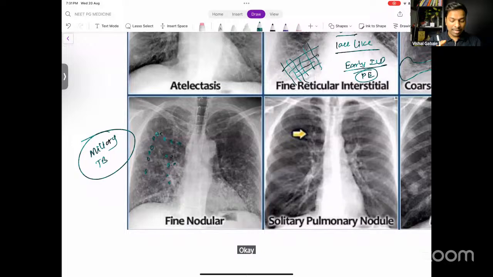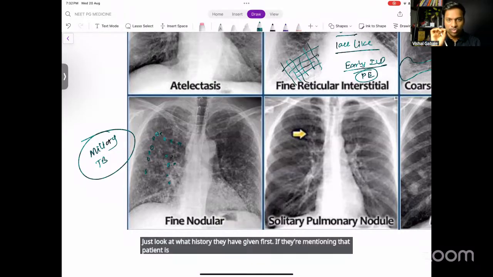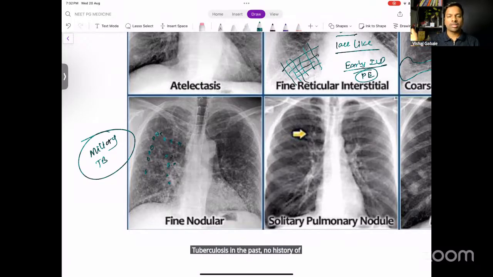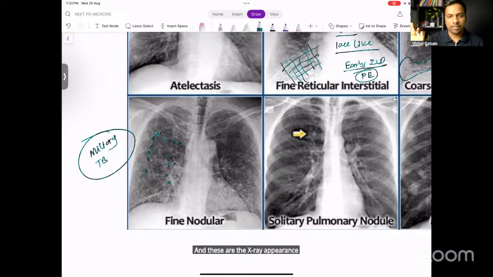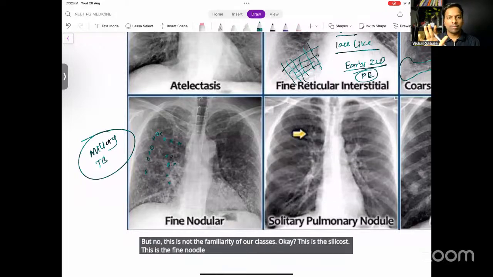Okay, so in exams also, if you get this type of X-ray, just look at what history they have given first. If they are mentioning that the patient has no history of tuberculosis in the past, no history of TB in the family, he's been working in the cement factory for the last 10, 20 years, and this is the X-ray appearance, what should be the next step? With your eyes closed, you will just select the option of ATT. But no, this is not miliary tuberculosis. Okay, this is silicosis. This is the fine nodular pattern which can be seen in these patients.